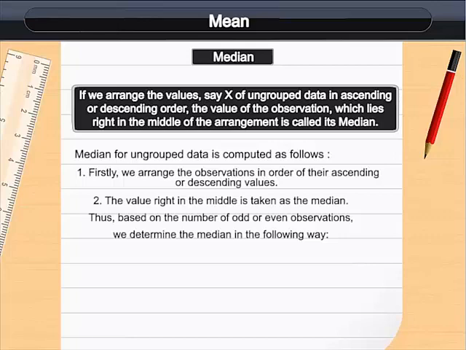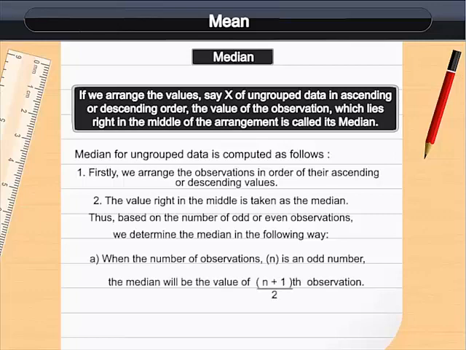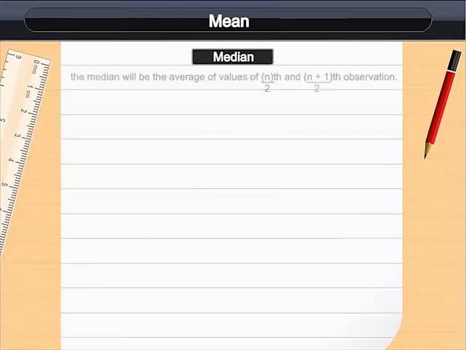Thus, based on the number of odd or even observations, we determine the median in the following way. When the number of observations, or n, is an odd number, the median will be the value of n plus 1 divided by 2 observation. When the number of observations n is an even number, the median will be the average of values of n by 2 and n by 2 plus 1 observation.